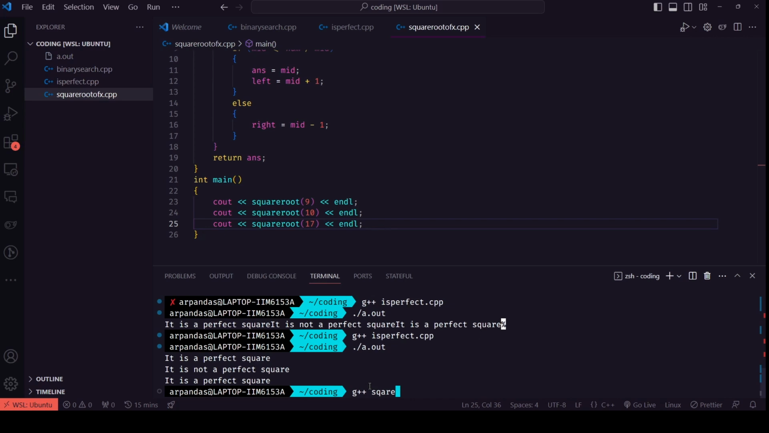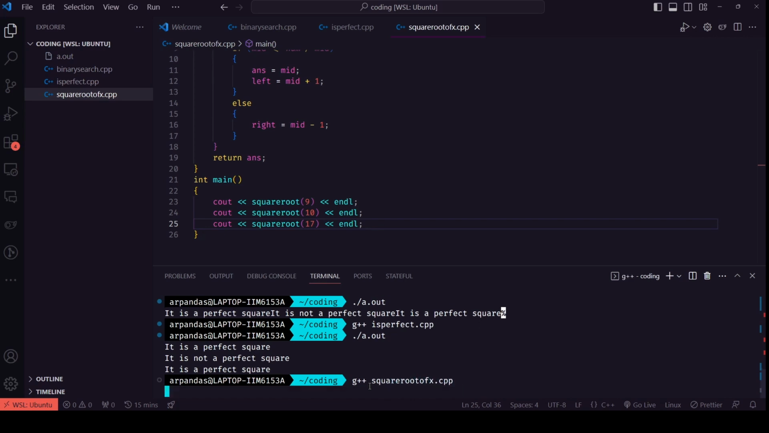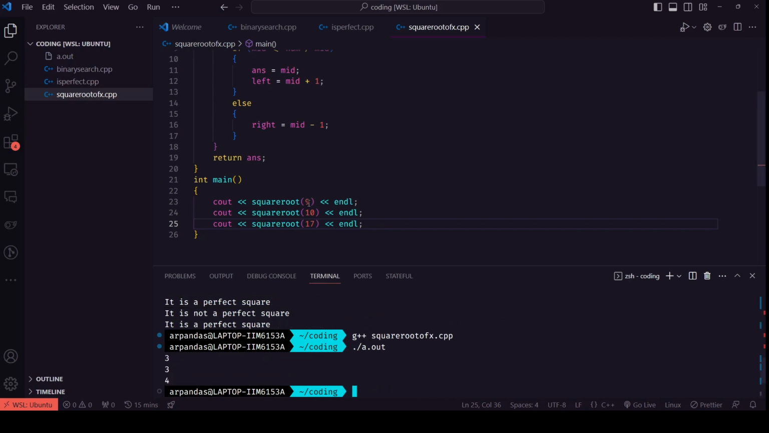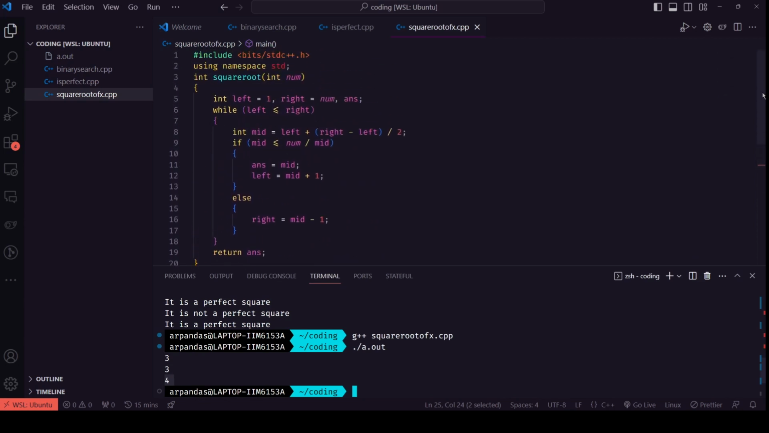Let's run our code. g++ square root dot cpp, then a dot out. The square root of 9 is 3, the square root of 10 is 3, the square root of 17 is 4. That is the whole implementation of square root using binary search.